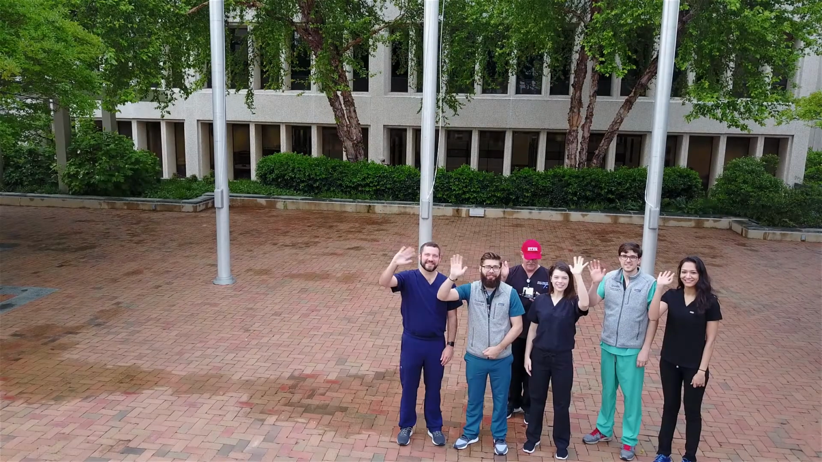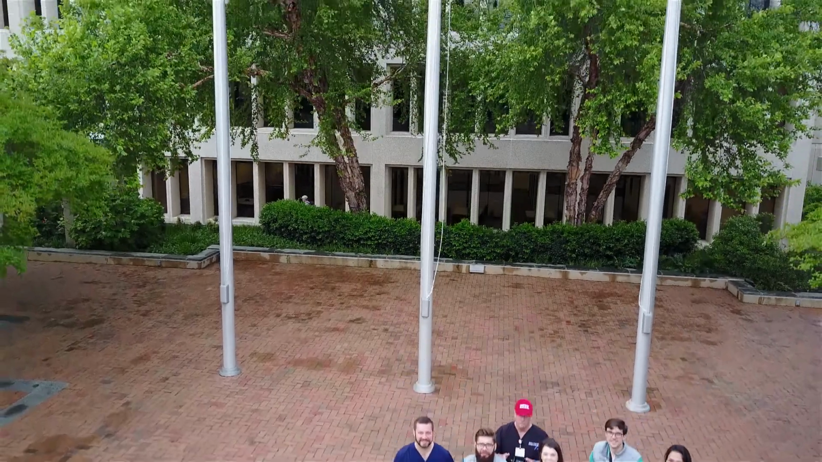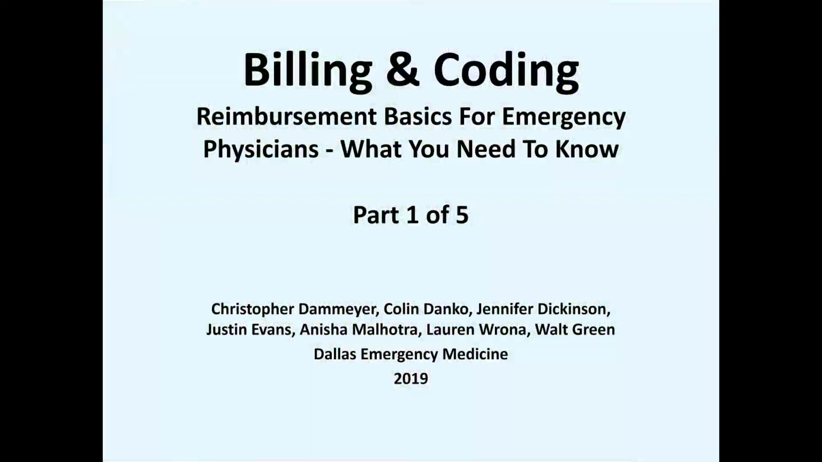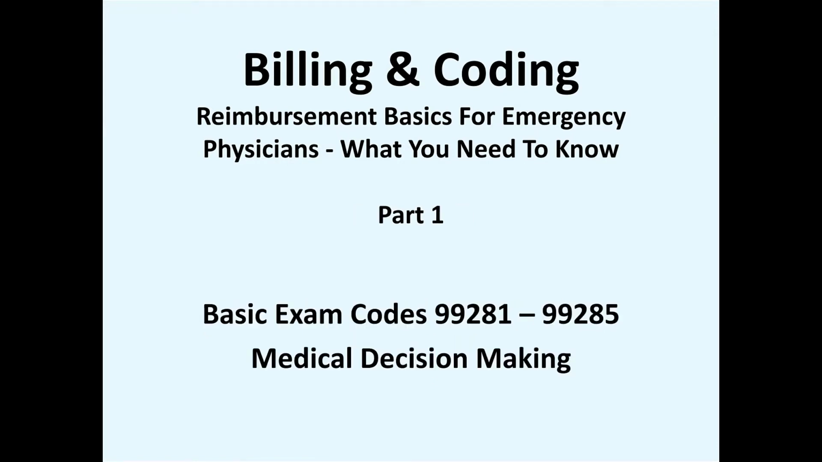And I'm Chris Dameyer from Dallas Emergency Medicine, and welcome to our 5-part series on billing and coding, the reimbursement basics for emergency physicians, and what you need to know. In Part 1, we'll review the exam codes 99281 through 99285 and medical decision making. At the end of this review, you should be able to explain the required documentation in your H&P for a comprehensive 99285 chart. And you should know the level of complexity needed in your medical decision making.